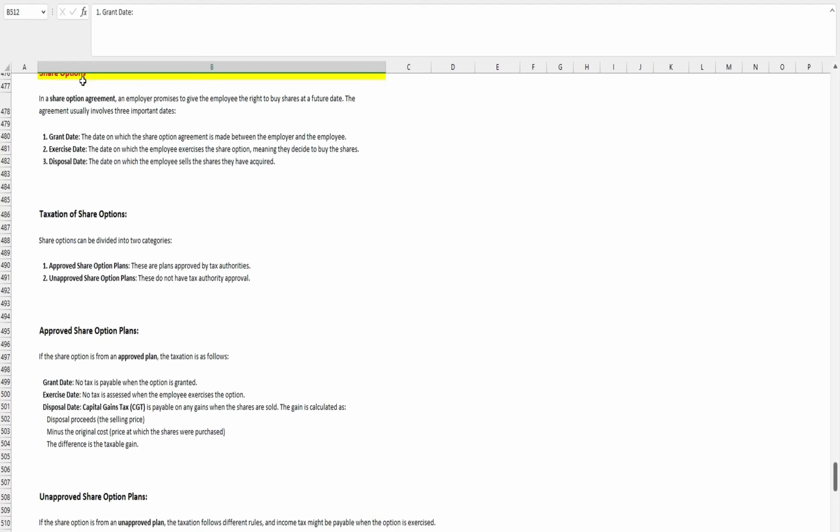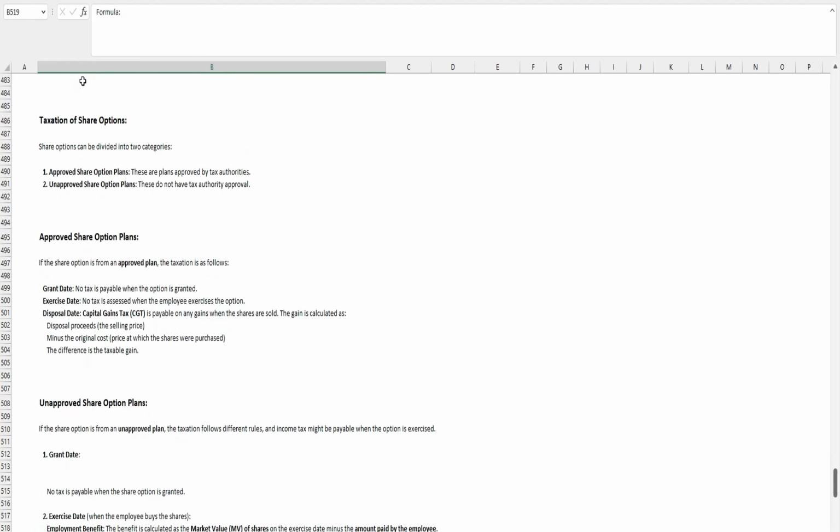Okay. Now let's learn about the taxation, how the share options are taxed, how it will affect our employment income. Basically from tax point of view, the share option has been categorized under 2 heads. One is the approved share option, the other one is unapproved share option. Approved share option plan means that plan has been approved by the tax authorities, means it is basically approved from HMRC, we can say. And unapproved share option plan means these plans are not as per the rules of HMRC. So they don't have tax authority approval, we can also say that, right?